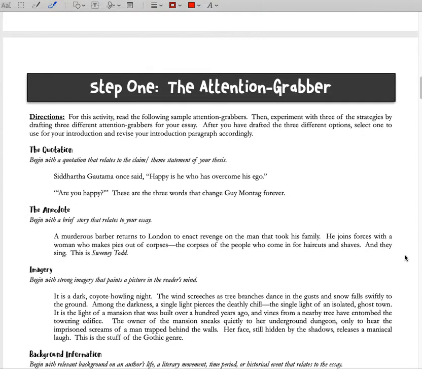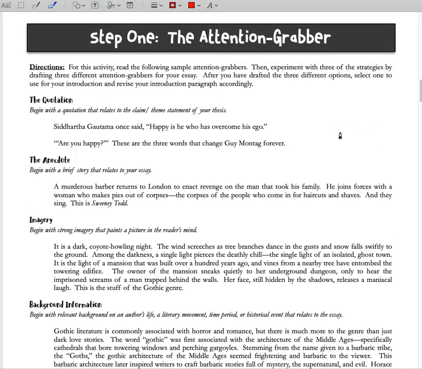So, step 1, making your attention grabber. For this activity, I want you to read the following sample attention grabbers. Then experiment with 3 of the strategies by drafting 3 different attention grabbers for your essay. After you've drafted those 3 different options, select one to use for your introduction and revise your introduction paragraph accordingly.